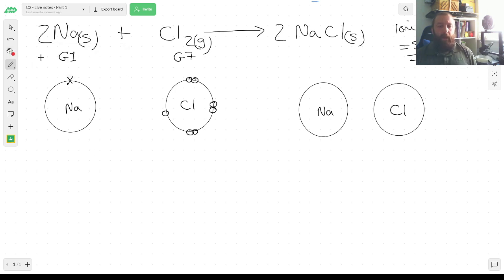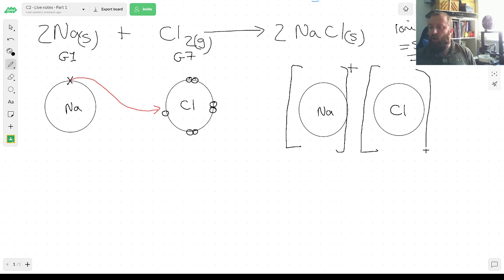Now we said that when we look at ionic reactions, they always involve the transfer of electrons. Metals always lose, non-metals always gain. So the sodium is going to lose that electron, and the chlorine is going to gain it. Now, on the other side, if we have a look at what's happened, we always do these in square brackets to show it's an ion, and we put the charge on there. There's no electrons in the outer shell for sodium, so I'm going to leave this one empty.